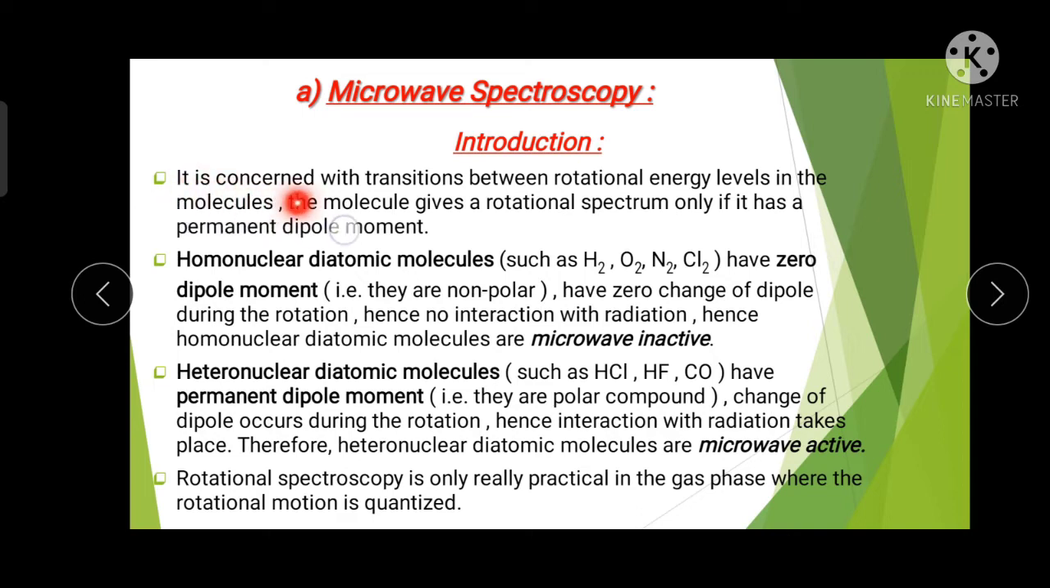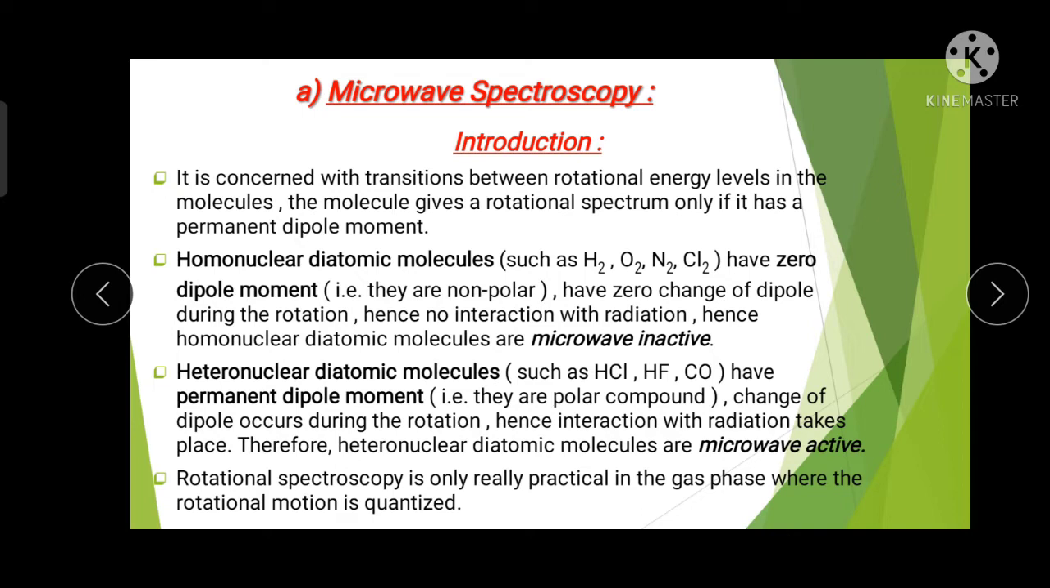It is concerned with the transition between rotational energy levels in molecules. A molecule gives a rotational spectrum only if it has a permanent dipole moment. We know that in physics the dipole moment concept is very important for a molecule, and according to that we can decide the different properties of that particular molecule. The molecule gives a rotational spectrum when there is a transition between rotational energy levels of the molecule.